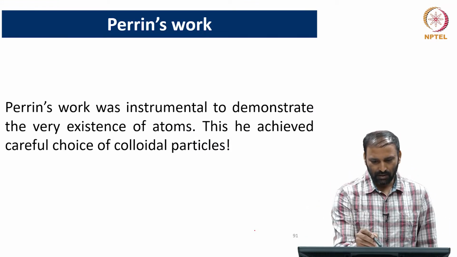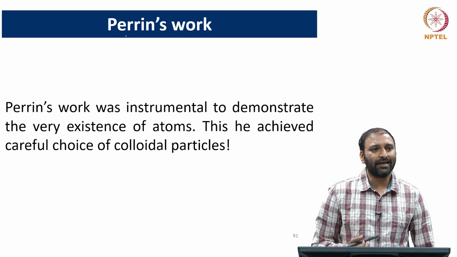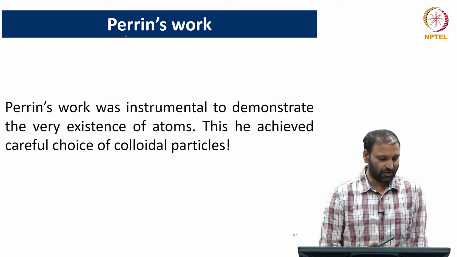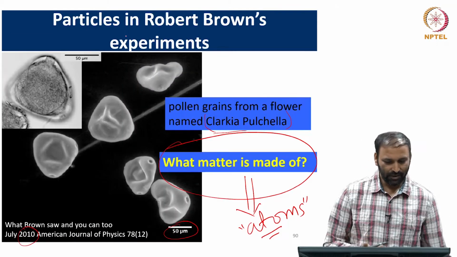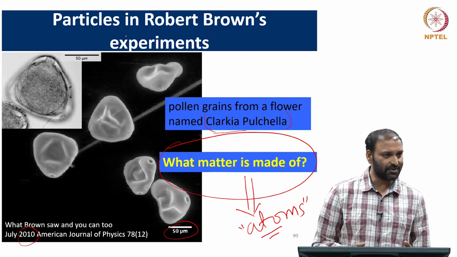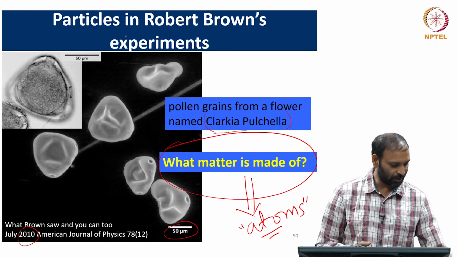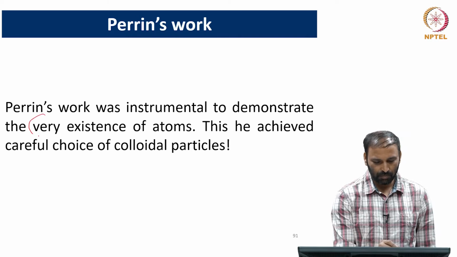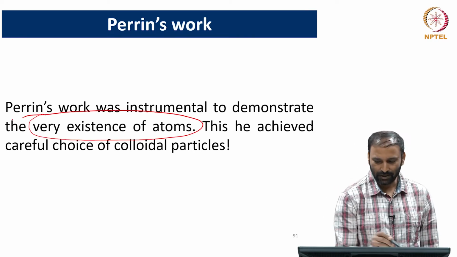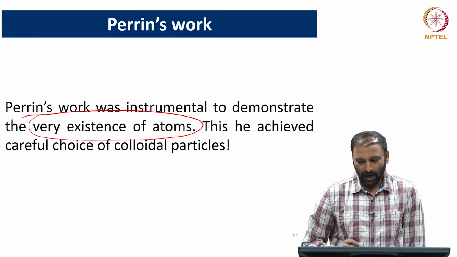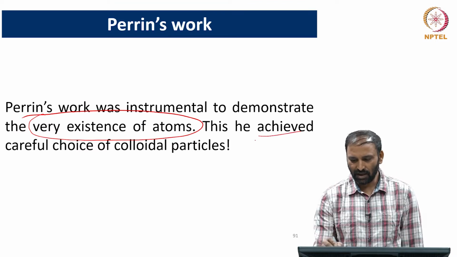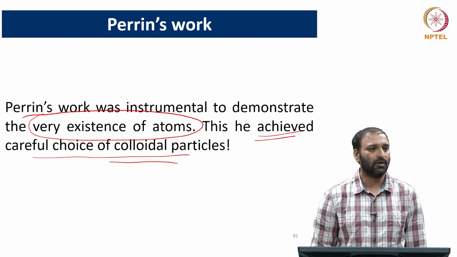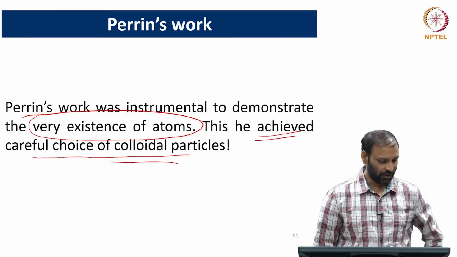Okay, so what Perrin did was he did very controlled experiments. Unlike pollens, which as you saw come in different sizes and different shapes, Perrin did very careful experiments, and he was able to prove the very existence of atoms. I'll tell you a little bit about how he did that. He achieved this by a careful choice of particles. I think that's very important whenever you are trying to do any experiment.